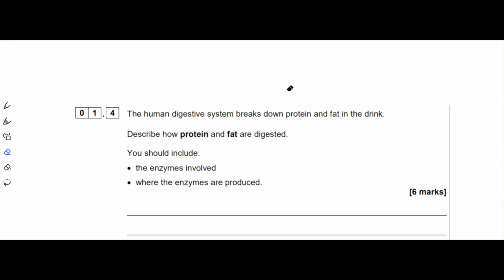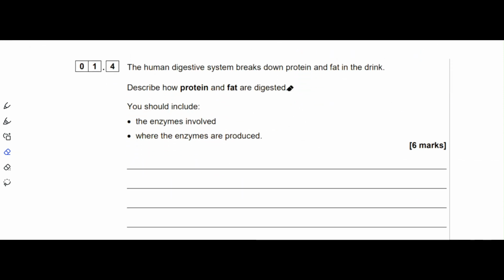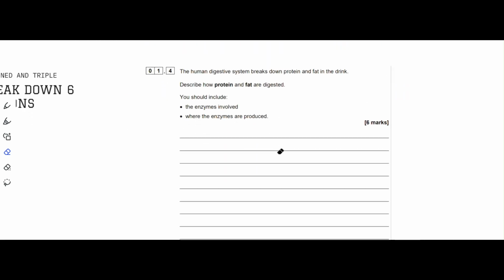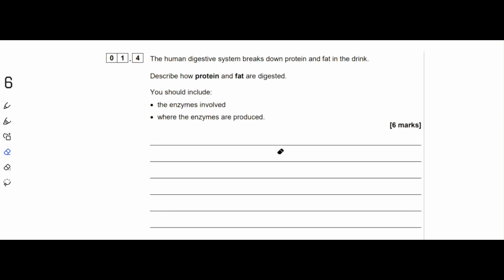So this is the question. 1.4, the human digestive system breaks down fat and protein in the drink. Describe how protein and fat are digested, and you should include the enzymes involved and where the enzymes are produced. So the question has essentially told us everything we need to know already and has given us so many clues.